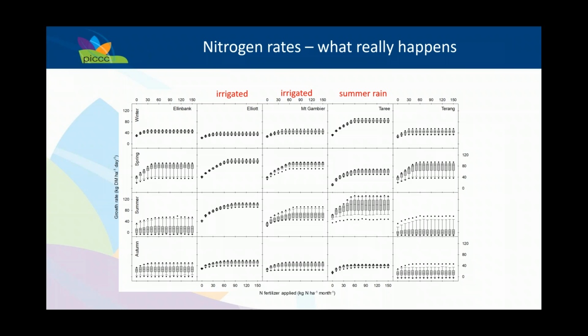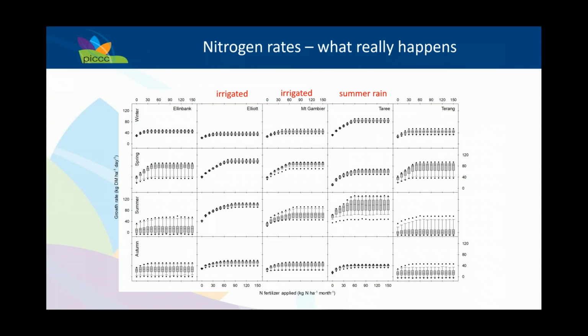If you look at winter at Ellenbank, top left graph, you can see a predictable response to nitrogen, but it doesn't go as high as that Elliott graph I showed you previously. It goes to about 30 kilos of nitrogen, then curves over. That says you probably don't want to put more than 30 on in the middle of winter at Ellenbank.